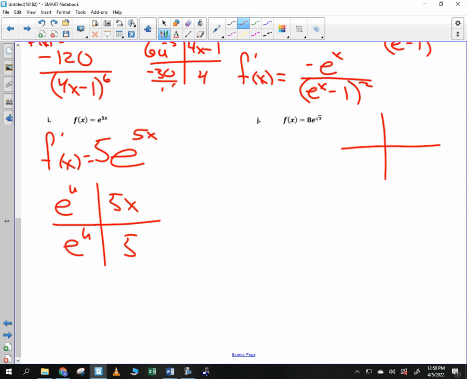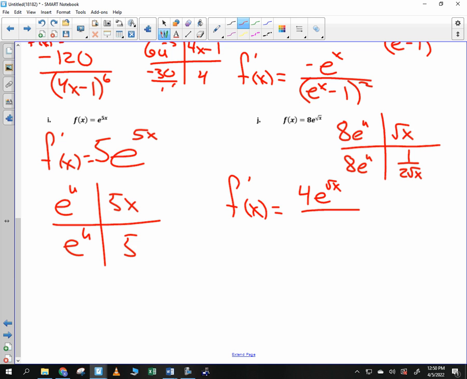I'll draw the box again. We have 8e to the u. We have the root of x. What's the derivative of 8e to the u? 8e to the u, derivative of root of x. Good. So when you multiply those together, what is your coefficient going to be? 4e to the root of x over the root of x. We have to put a plus c.